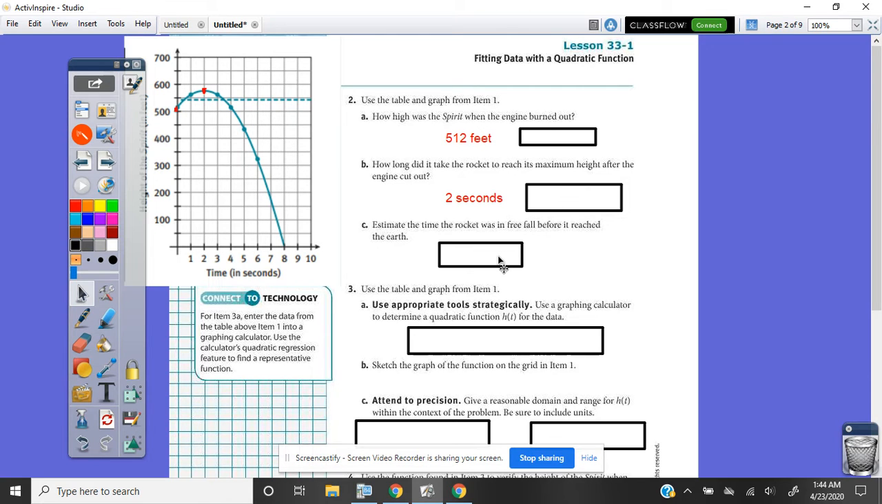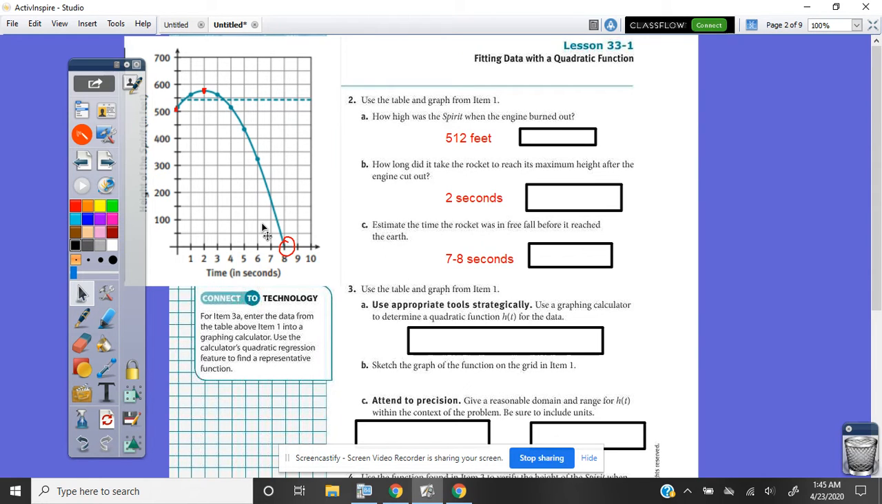Estimate the time that the rocket was in free fall before it reached Earth. So free fall, Earth is at height 0, right? So it's reaching it at about 8 seconds. I put 7 to 8 seconds because you're estimating. Even if you freehanded this graph, you're not always going to end up exactly at 8 seconds.